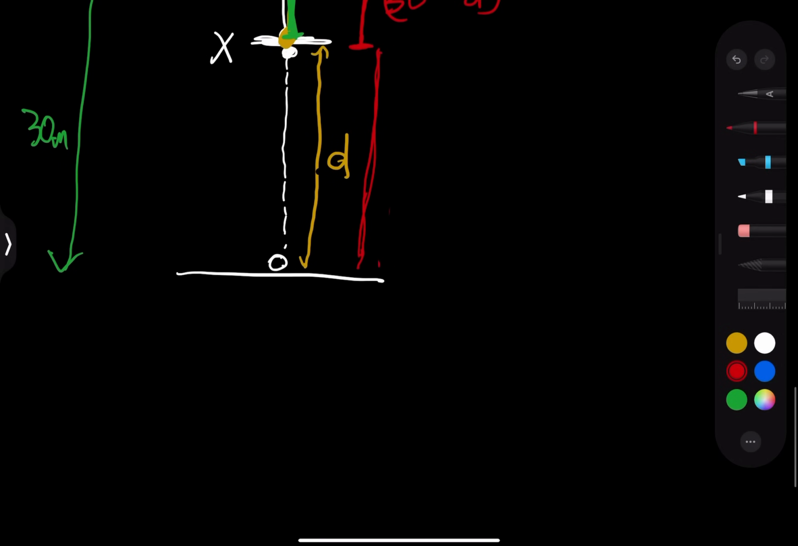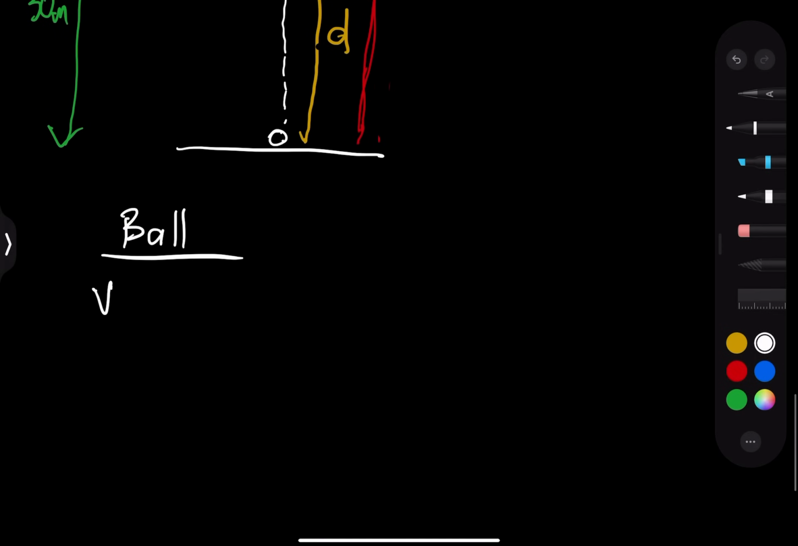So now let's look at the ball. I'm going to start with the ball, which was projected from the ground. So in this case, what's our initial velocity?